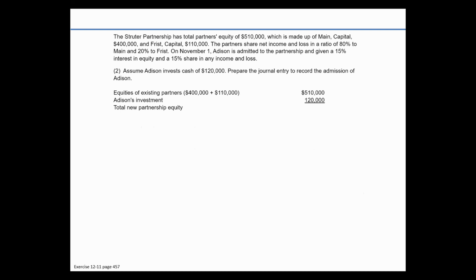Now the next one here is a little bit different. Let's look at another example. The first one was really easy, but this one, we're going to say that Addison invests a total of 120,000 into the business, and so we'll prepare the journal entry for the admission of Addison. We see that the equities of the existing partners, Main and Frist, is a total of 510,000. Addison's investment is 120,000, so the total new partnership equity would be 630,000.